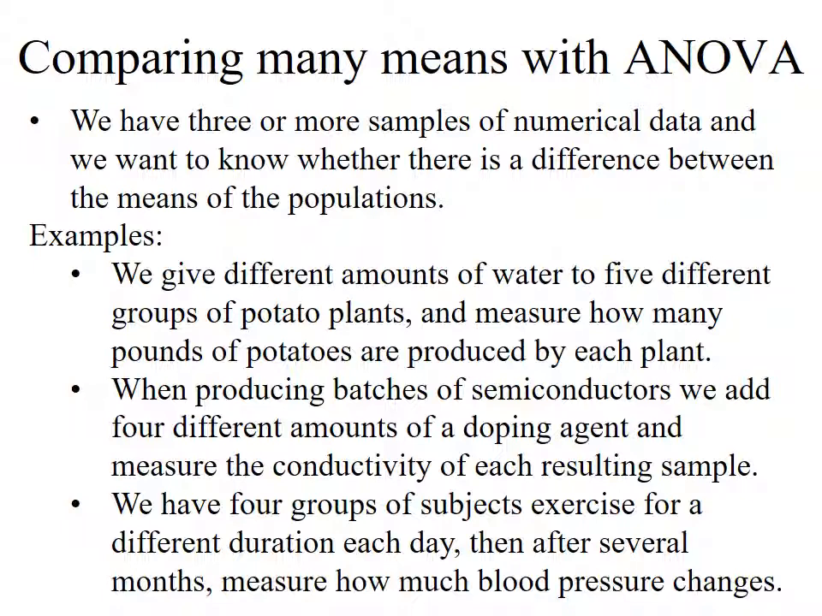Suppose I have 4 groups of people, subjects who exercise for different amounts each day. One group exercises for 10 minutes a day, one for 20 minutes a day, one for 30 minutes a day, etc. And then after several months, we measure how much their blood pressure changes. We see if these different amounts of exercise cause blood pressure to change and maybe hopefully reduce people's blood pressure. These are all examples where we would want to analyze our data with ANOVA.